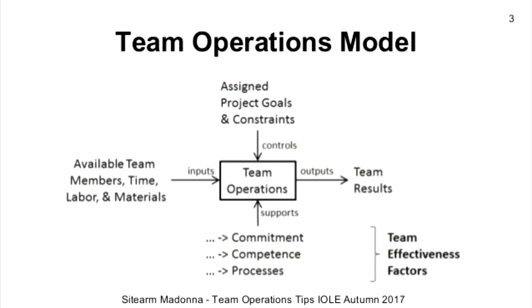The first thing I want to talk to you about is the idea of a team operations model. And the idea of a team operations model is that being on a team is a process. So any process has inputs, which is like your team. It has outputs, which is like the project your guys are going to be working on. Any process has constraints, which are boundaries on what you are and are not allowed to do, what you must do, what the topic of your project is, etc. And then finally, any process has things that support it, and those are team effectiveness factors.